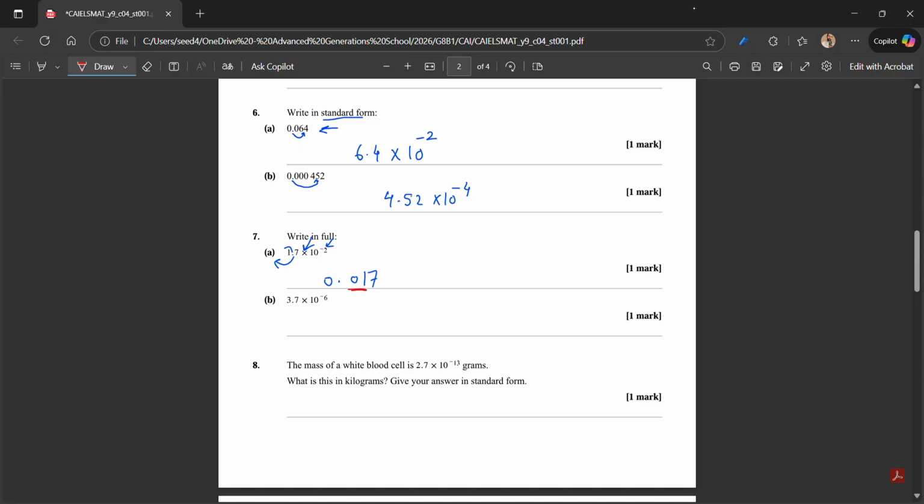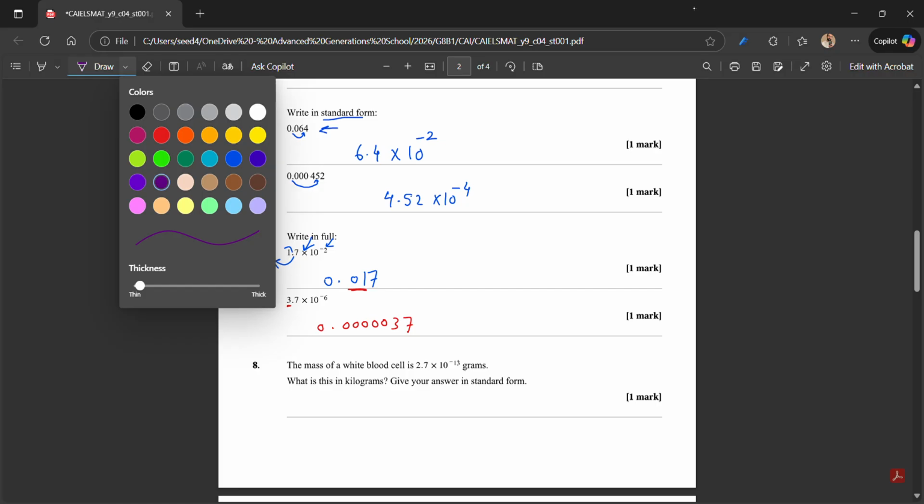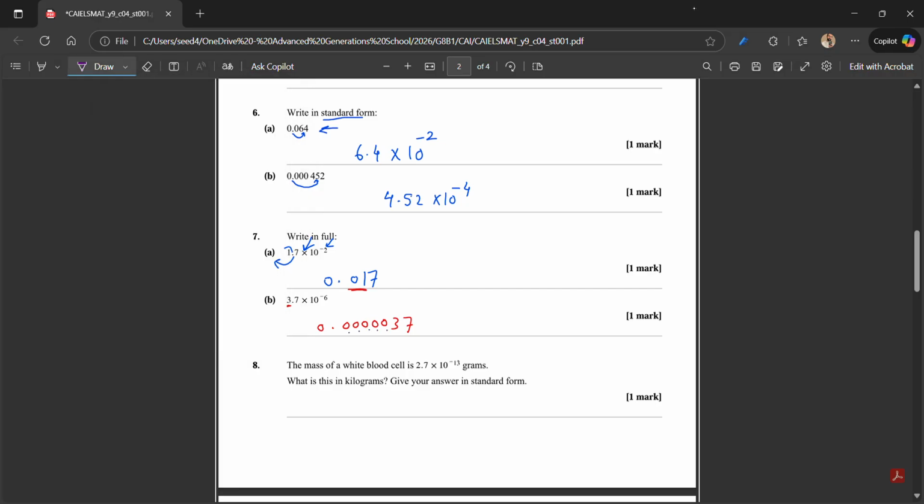Here exactly the same. Here he said 3.7 times 10 power -6. We must move the decimal point here, guys, 6 digits to the left side. Already we have 1, so we are going to add 5 more zeros. So here 0 point, and here 5 more zeros: 1, 2, 3, 4, 5, then put 3 and 7. Now you can count how many decimal digits you added: 1, 2, 3, 4, 5, 6. Same as this one. Don't forget here 7 doesn't count because it's already a decimal point.